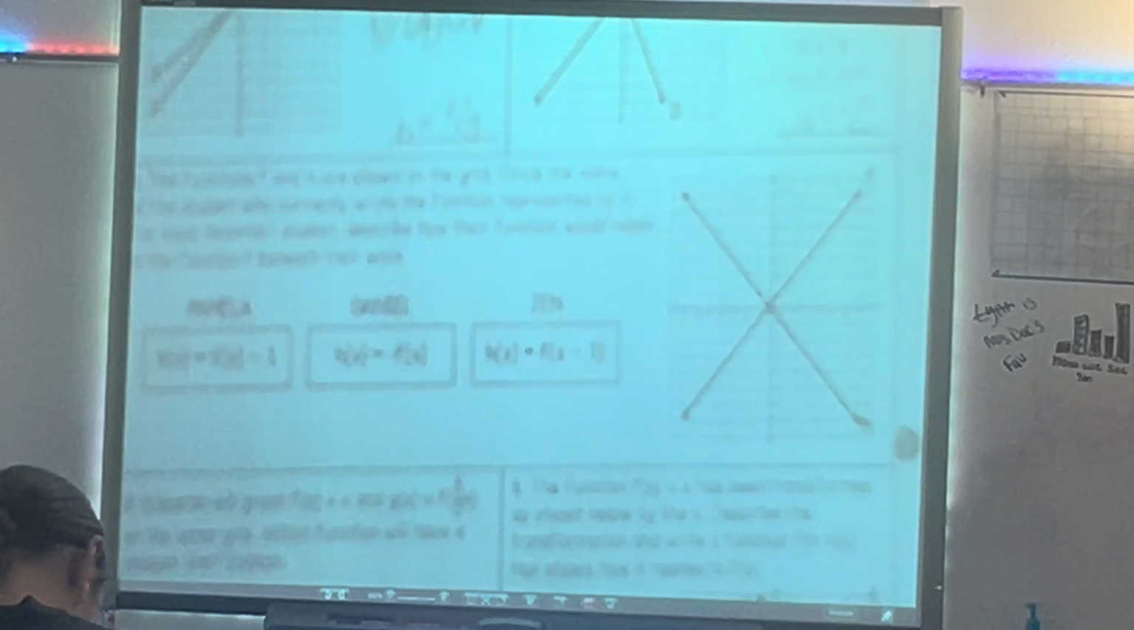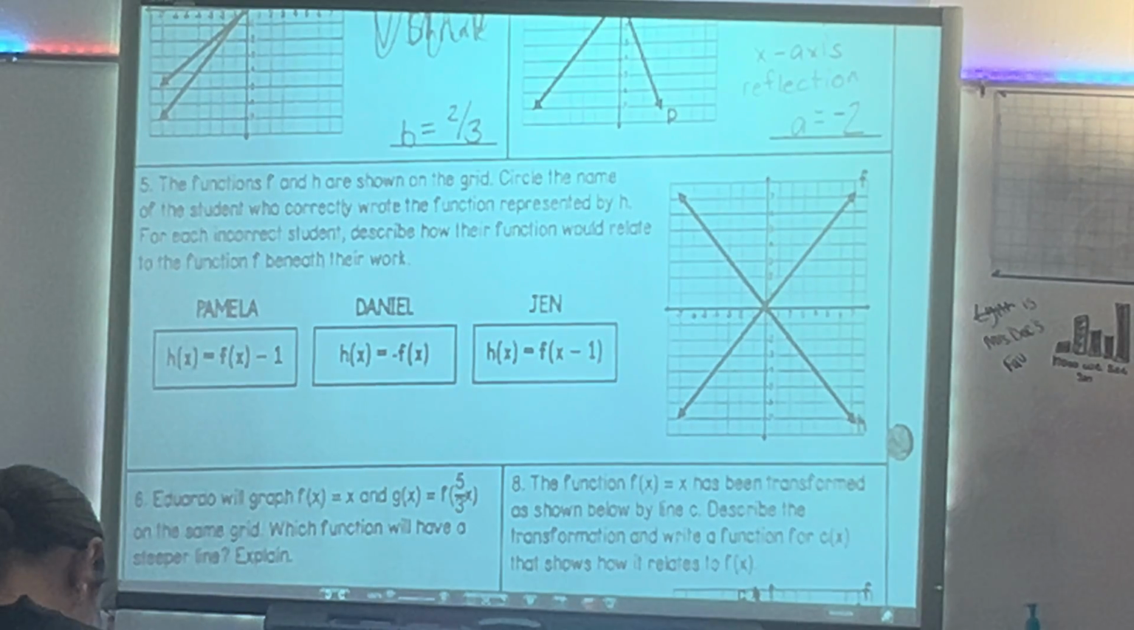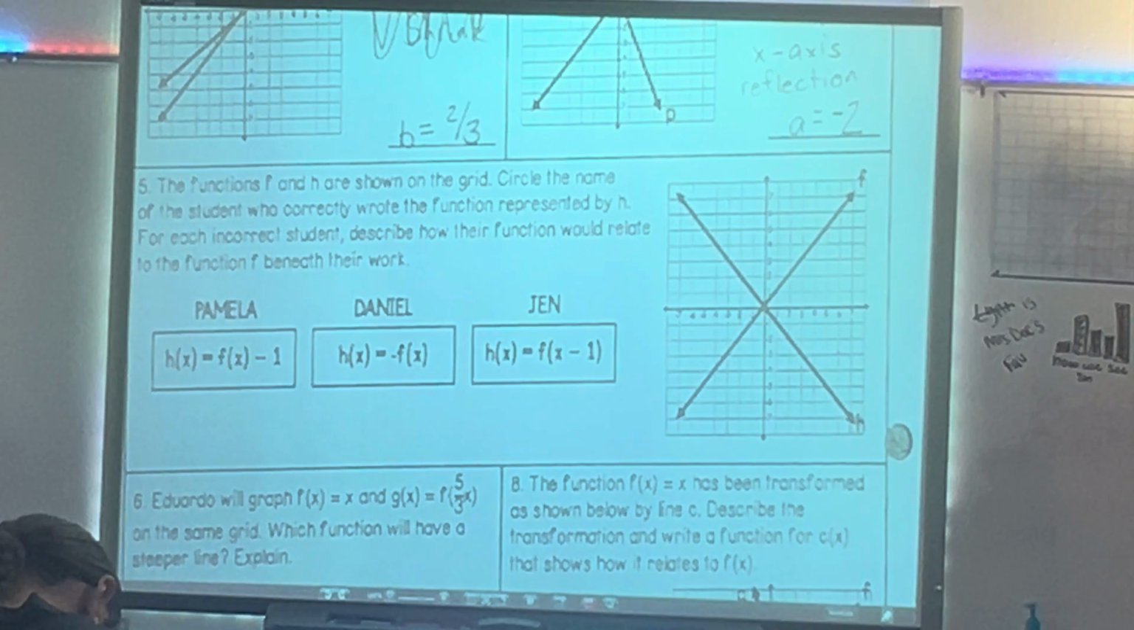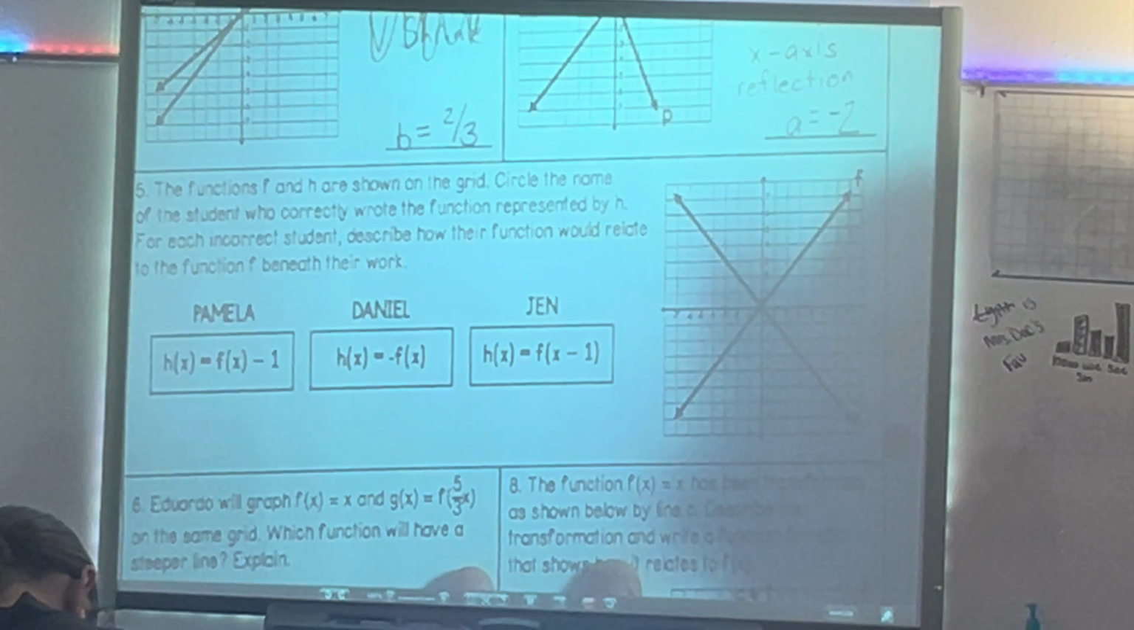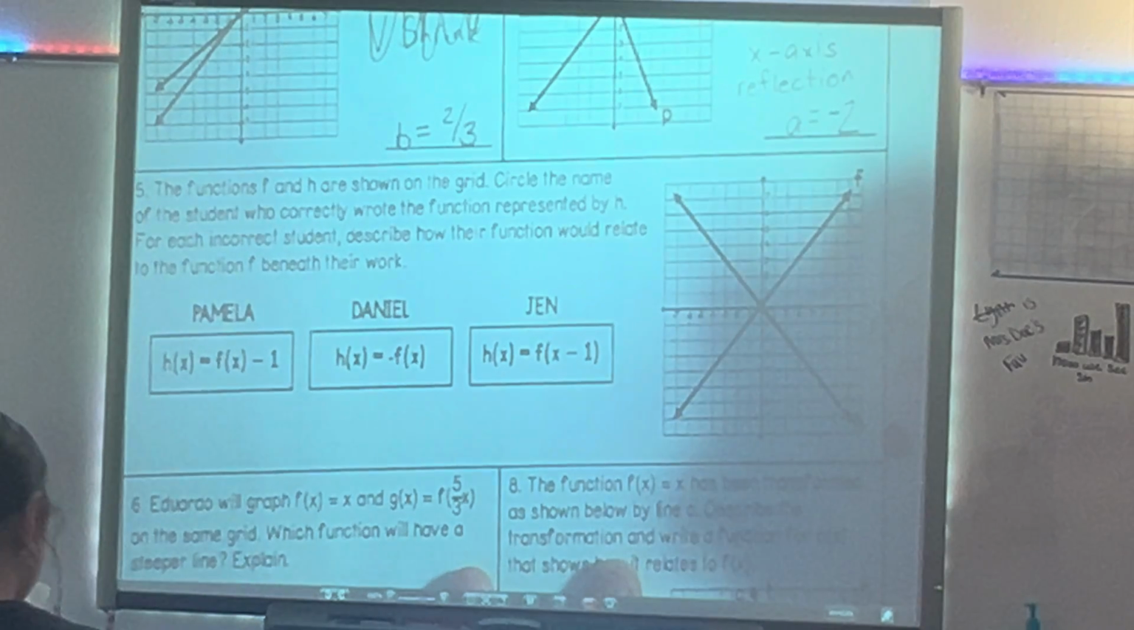The functions f and h are shown on the grid. Circle the name of the student who correctly wrote the function represented by h. For each incorrect student, describe how their function would relate to the function f beneath their work. Okay. So here's f. We know all about it. Tell me what you know about h. This says a slope of -1, so slope equals -1.